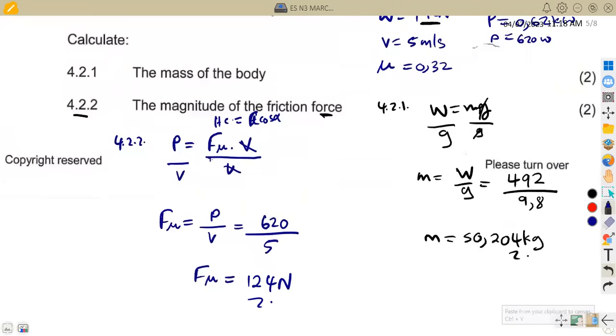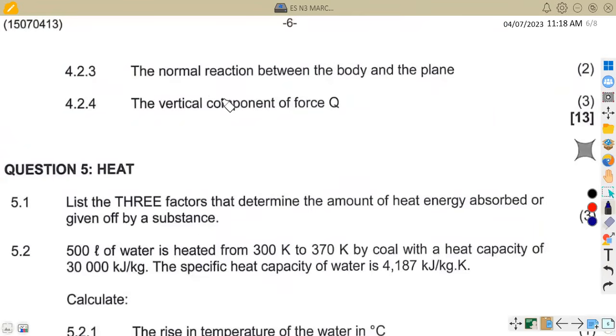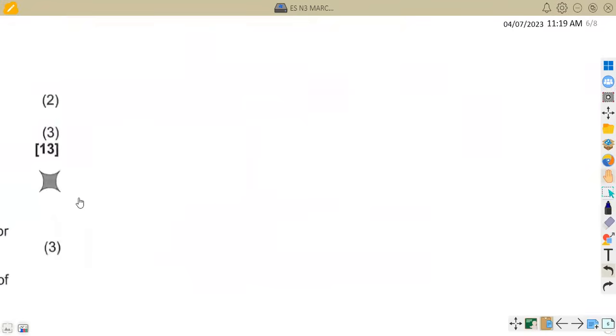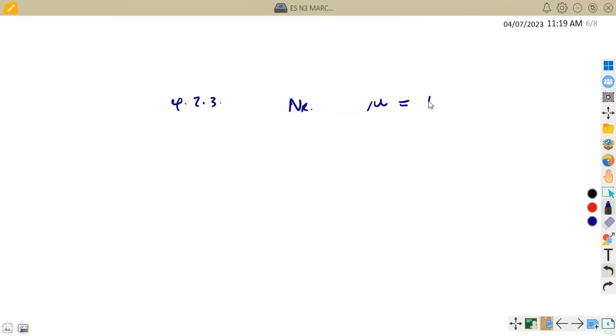So let's check the other part of the question that we are given, which is now on question 4.23. The normal reaction between the body and the plane. We have got the coefficient of friction. We also have the frictional force. So we know that the frictional force over the normal reaction, we can obtain our normal reaction in this case. So we can just substitute our values.